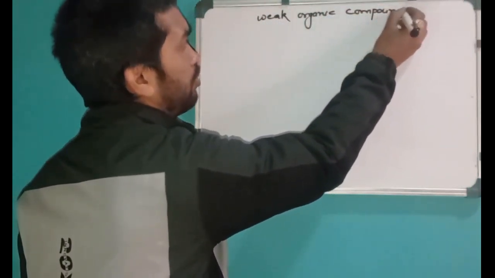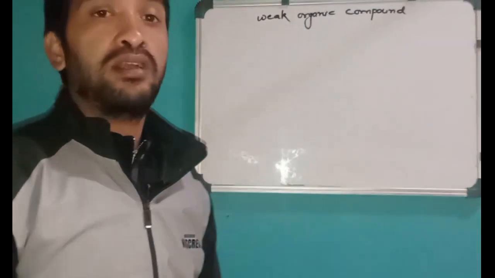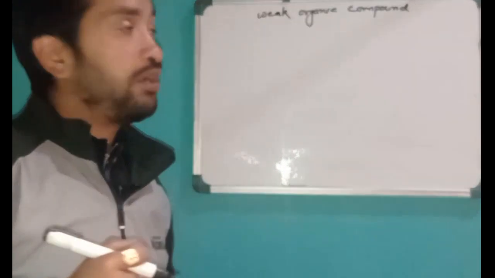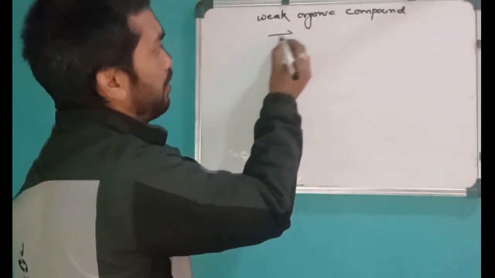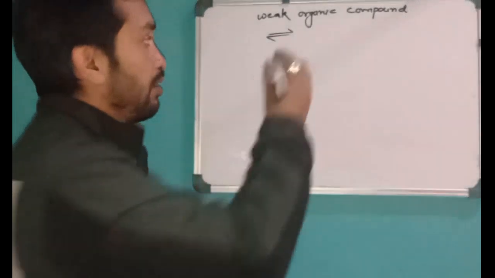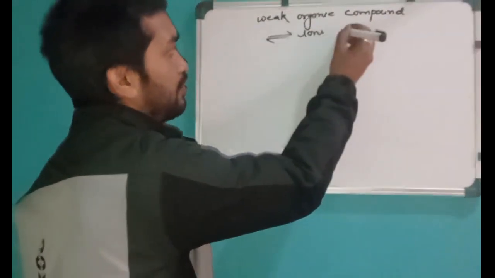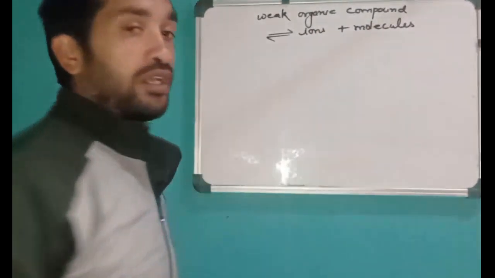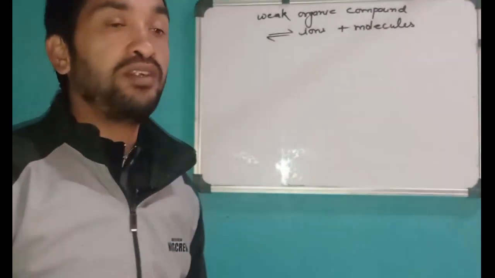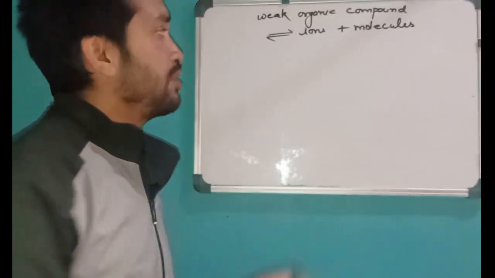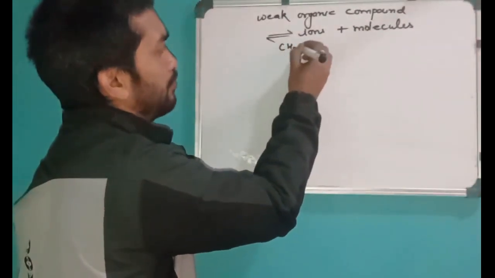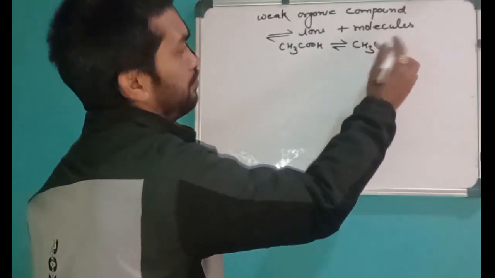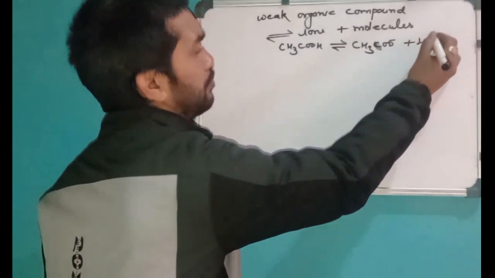Now here I will tell you one more thing which will clear your concept regarding electrolytes also. Wherever the word weak is written, it means whenever you dissociate it, it is going to break into some ions and some molecules. Remember, whenever something is weak, if you dissociate it, it will give some ions and some molecules. For example, if you dissociate acetic acid, this will give you acetate ion plus hydrogen ion.